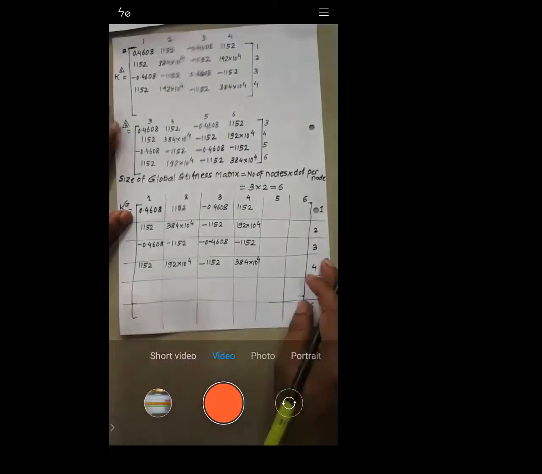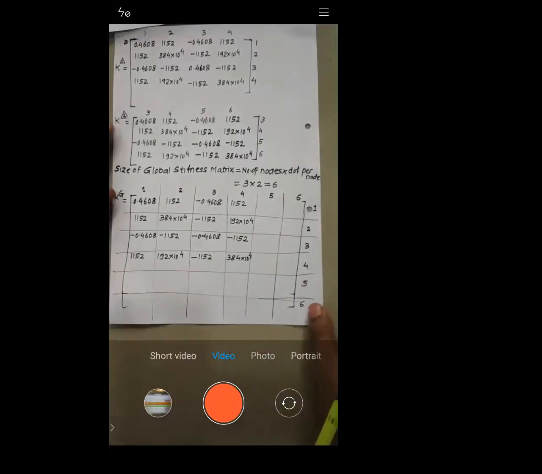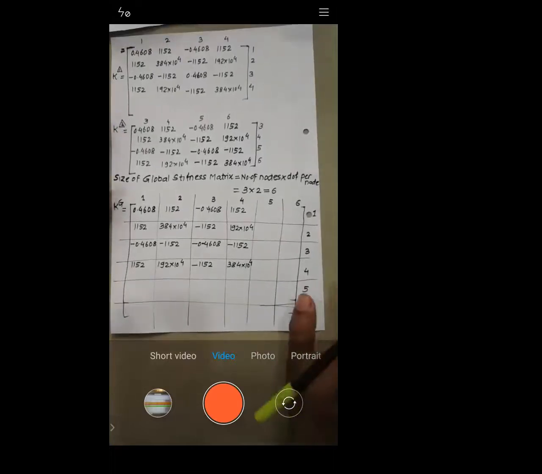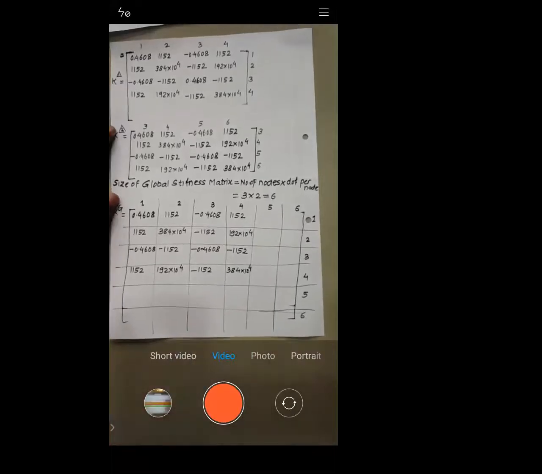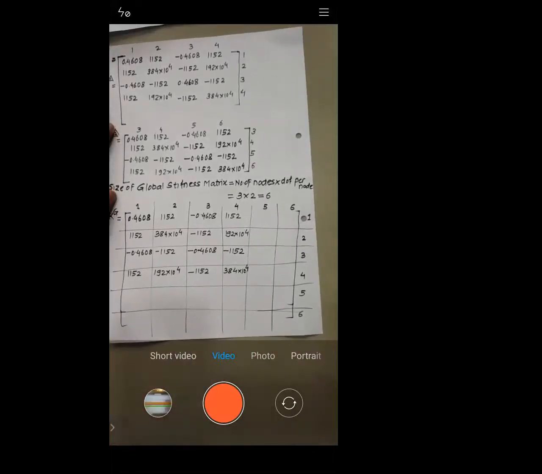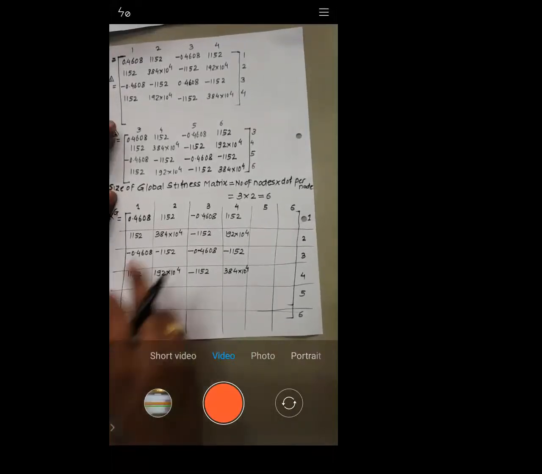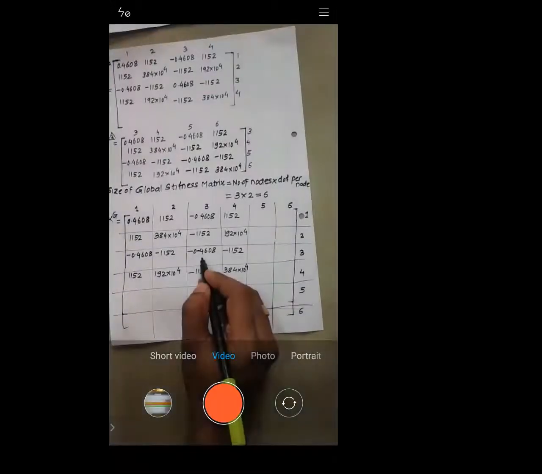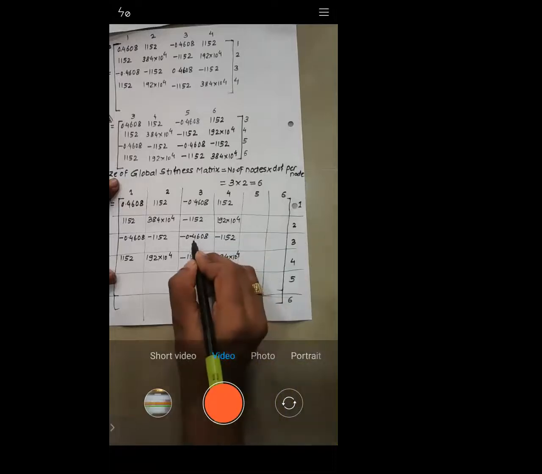Is it okay or not? Just pick and place, nothing else I have done. 3, 4, 5, 6. 1, 2, 3, 4, right? Now we need to do it for 3, 4, 5, 6. So the starting point will be 3, 3. See this point, 3, 3. This is 3, this is 3. So this is the starting point.